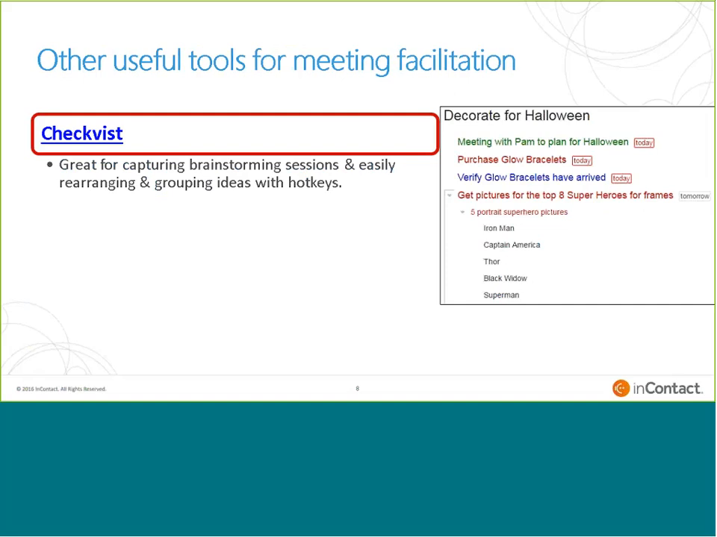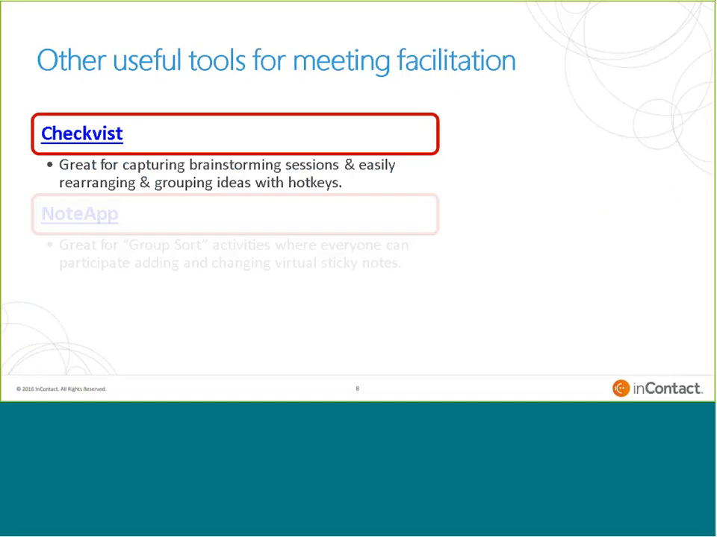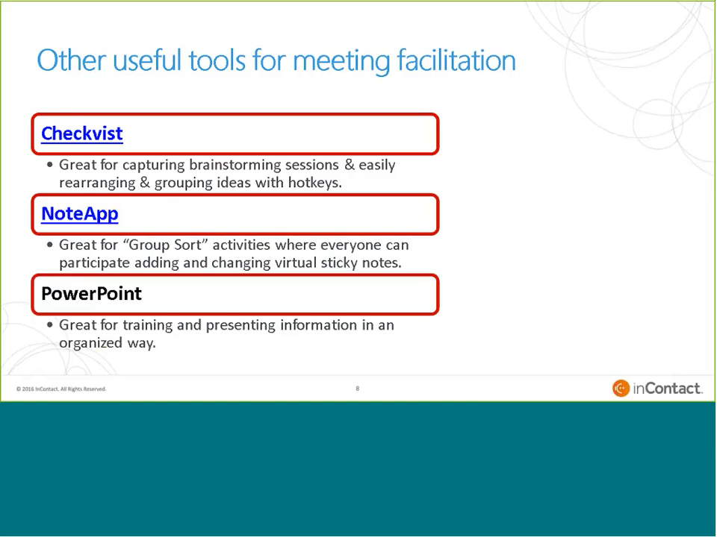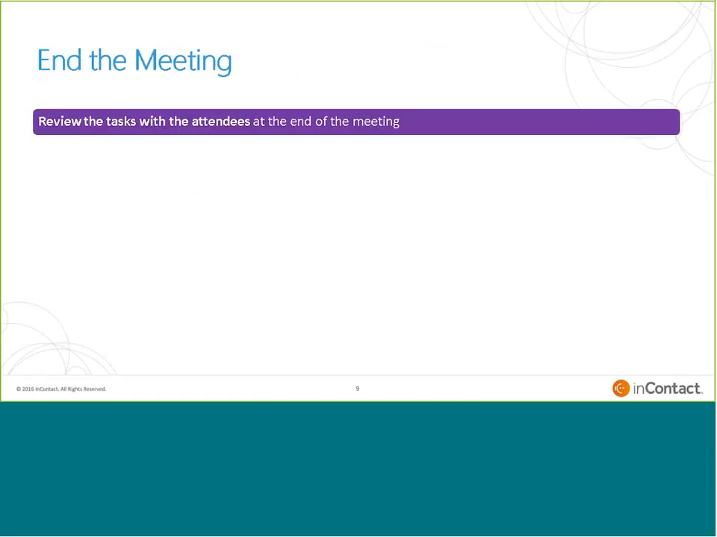Other useful tools, we didn't go over these, but here are some other ones. If you wanted to, instead of OneNote, you could use a checklist for decorating for Halloween and rearrange things in order. This is really good for things that have chronological order or some sort of sequence that's necessary. Like if you wanted to do a customer journey map, this would be a great tool to use because you could just spitball and throw processes out, and then figure out as you throw them out how they fit in order in relation to each other and move them up and down that way. The Note app and the PowerPoint, and then ending the meeting.